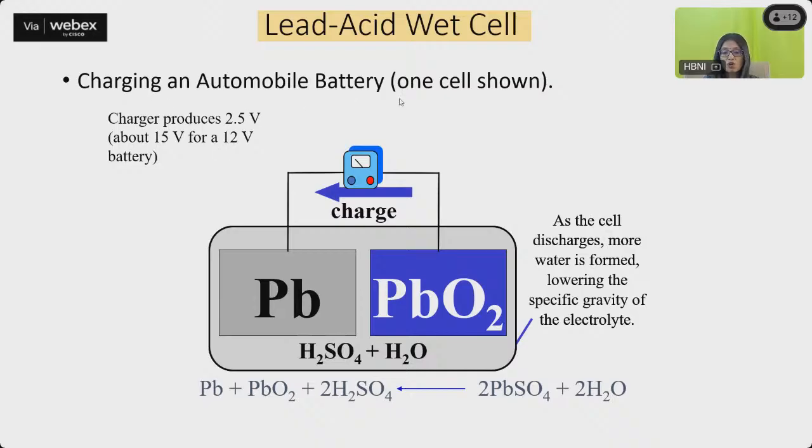So, the charging of an automobile battery. What you will have is this particular reaction taking place. Lead sulfate and water react when you are charging the battery, and it gives rise to lead oxide, and you are going to generate the sulfuric acid.